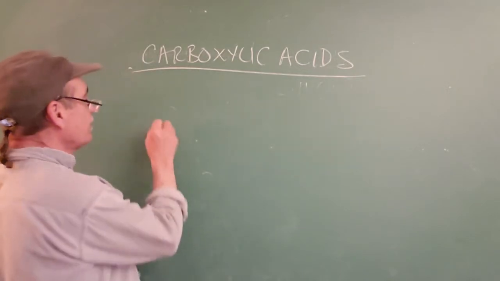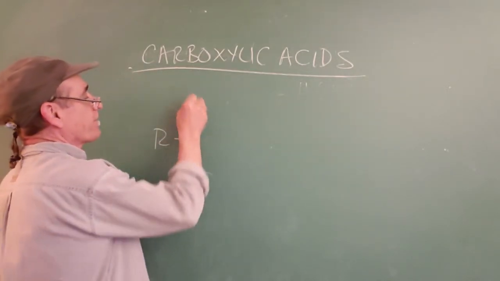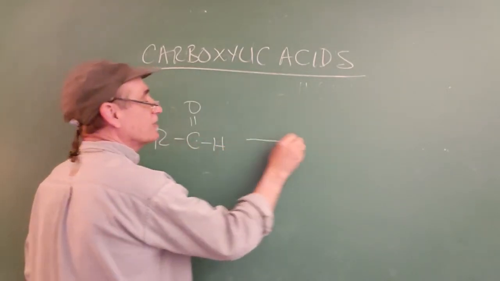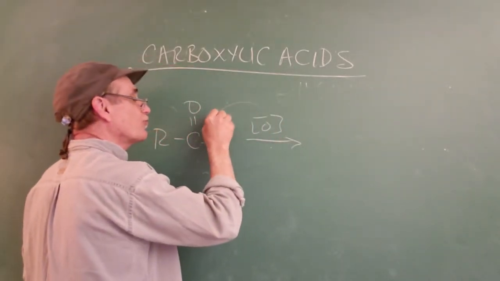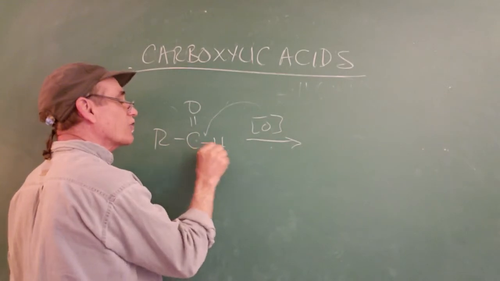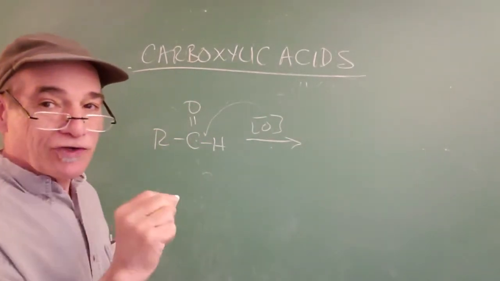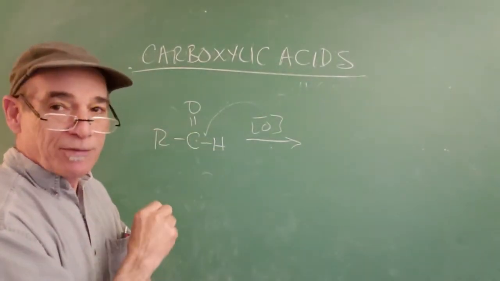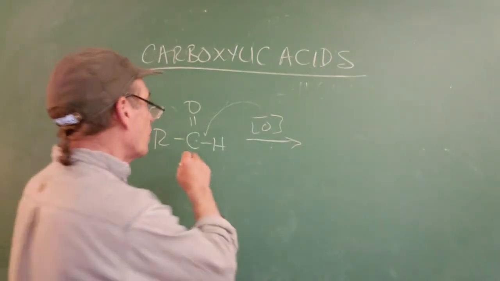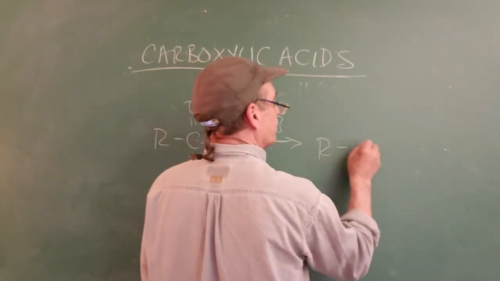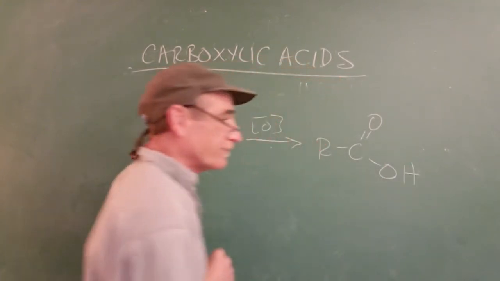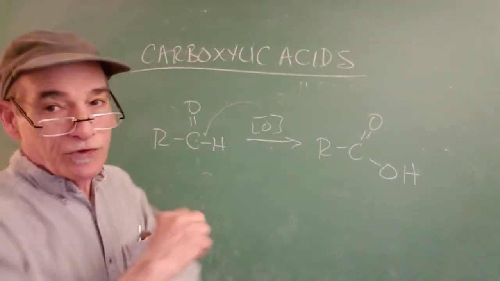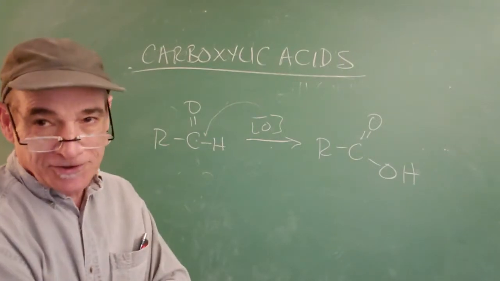Turns out that if you take an aldehyde and oxidize it, in this case, an oxygen actually gets inserted in between the carbon and the hydrogen. You have to use an oxidizing agent willing to give up an oxygen atom. Well, in that case, you end up with, sure enough, a carboxylic acid. Now, this doesn't work with ketones. It only works with the aldehydes.